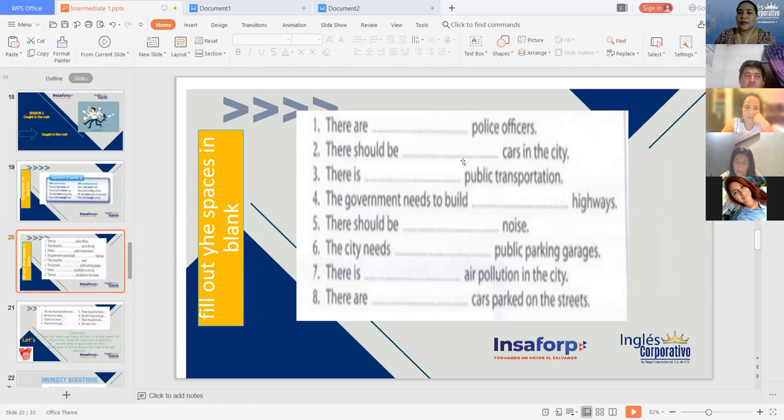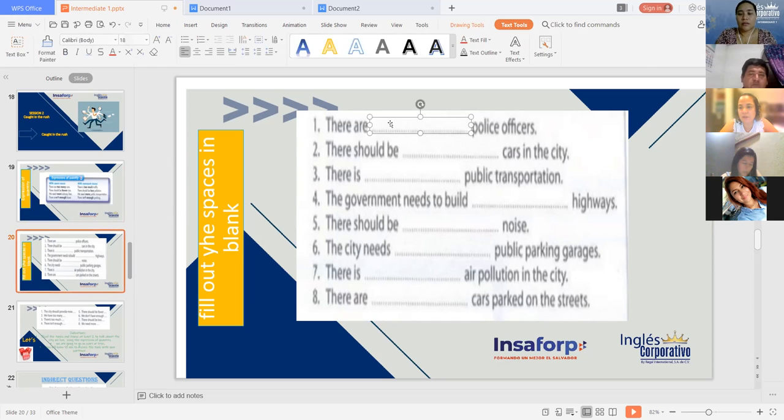So for example, this one, in the very first one, which one do you think that we can use? Can we use too many, fewer, too much? Let's see, one: there are too many police officers. Okay. Thank you. There are too many police officers, right?